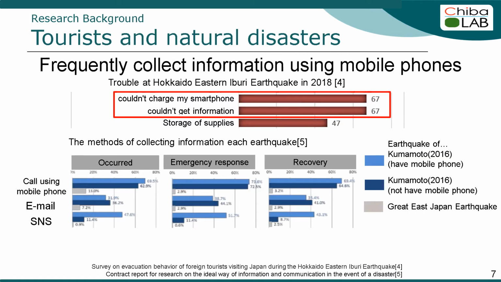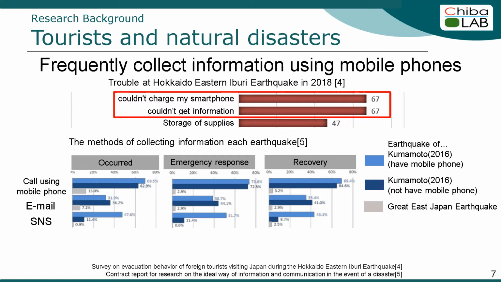If tourists encounter a disaster, what action will they take? In Hokkaido, an earthquake occurred in 2018. The tourists from overseas had trouble because there was no way to get information. The cause is that mobile phones could not be charged, and the power of communication base stations was lost. The information was provided in Japanese, so they couldn't understand.